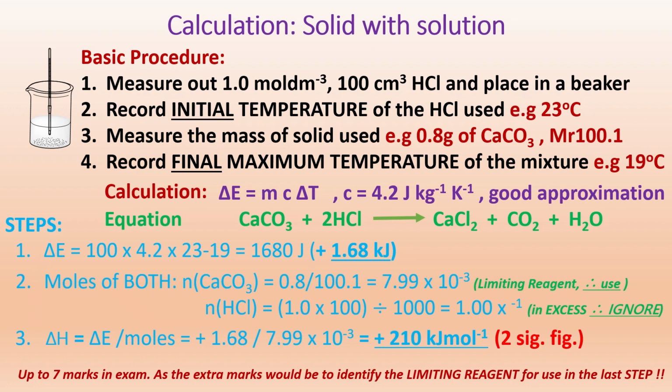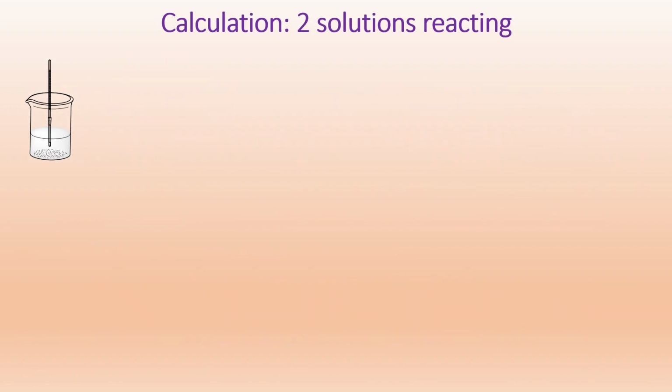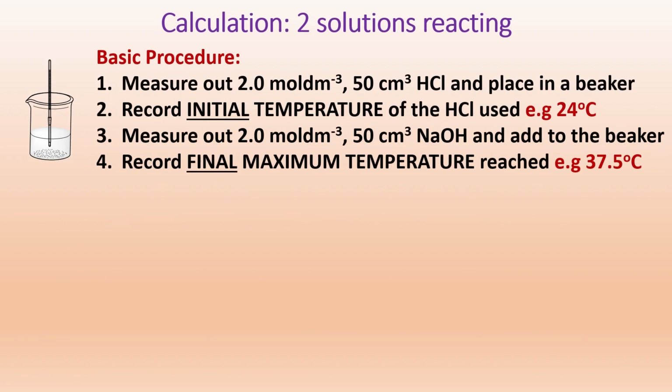Let's look at the two solutions method. Again, I'm giving you a brief method there. So there's two solutions, 50 centimeter cube each, and let's assume it's 2 mole per decimeter cubed of each concentration. You've got the initial temperature there, you've got the final temperature of the acids as well.